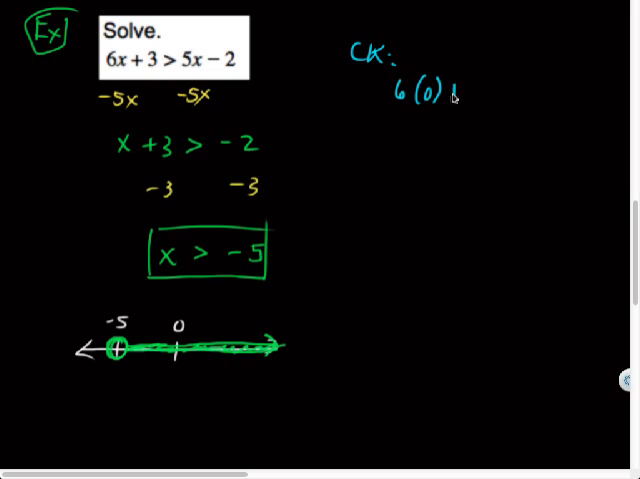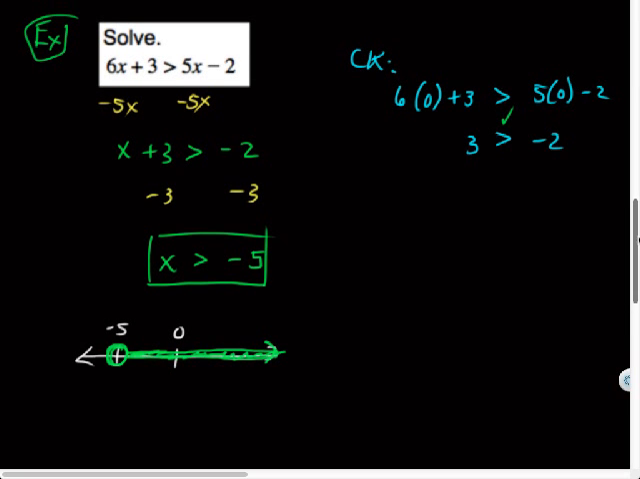So 6 times 0 plus 3, is that greater than 5 times 0 minus 2? What's 6 times 0? 0. And 0 plus 3 is just 3. Is 3 greater than 5 times 0, which is 0, minus 2? Is 3 greater than negative 2? Yes, and that is a true statement. So that verifies for me that I shaded in the correct direction, and it gives me a little bit of confidence in my answer. It's still possible I made some other mistakes sometimes. But that's not bad for solving.